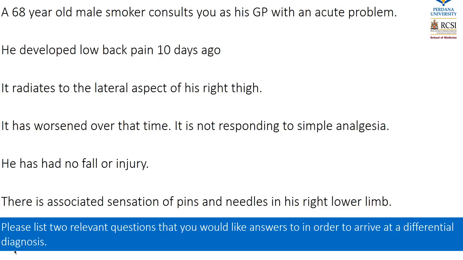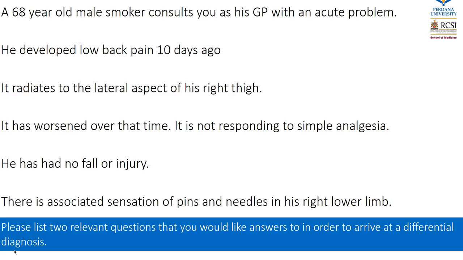Case 1. A 68-year-old male smoker consults you with an acute problem. He's developed back pain for the previous 10 days. It really is to the lateral aspect of his right thigh. It's worsened over that 10-day period. It's not responding to simple analgesia. He's had no fall or no injury, but he does have an associated sensation of pins and needles in his right lower limb.